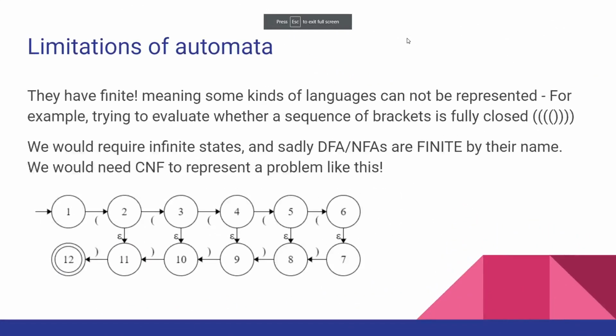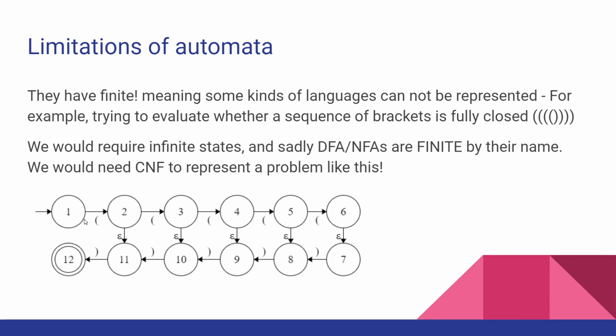Okay. Finally, we get to the limitations of automata. One of the main limitations is that, by their name and their nature, they're finite. A DFA, a deterministic finite automaton, is not infinite. So there are some cases, like the bracket problem, where we would require an infinite number of states to do the logic for an infinite number of brackets.